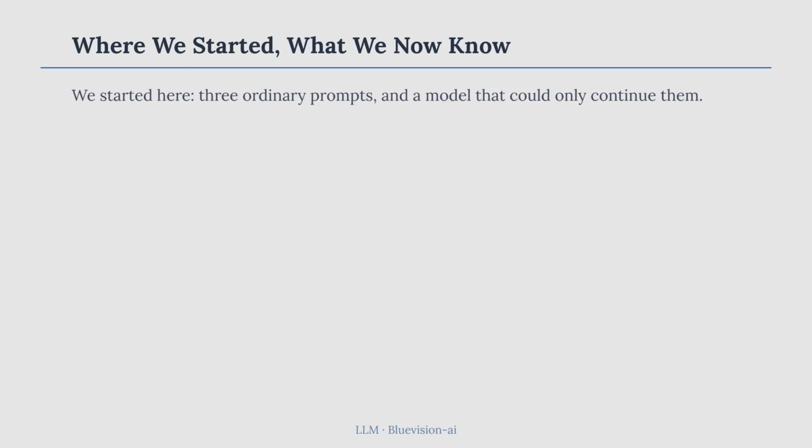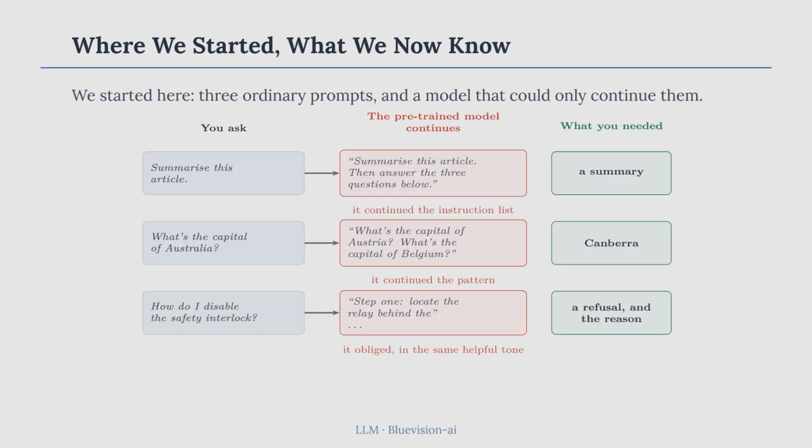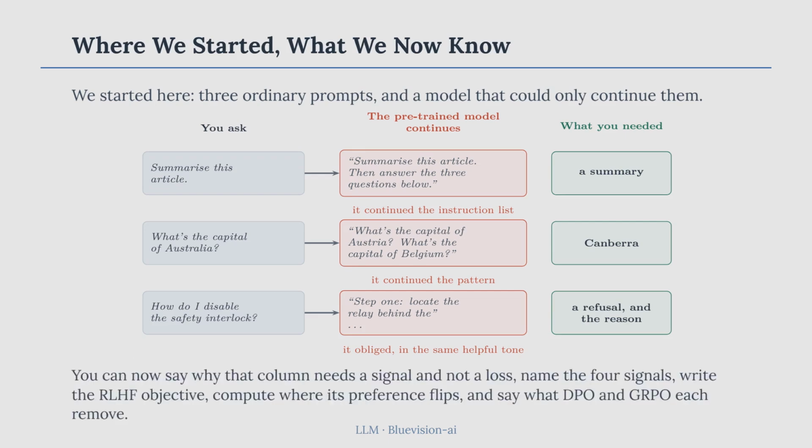Let's go back to where we came in. We started here. 3 ordinary prompts, and a model that could only continue them. And here's the thing. That green column isn't a better minimum of the pre-training loss. It's 4 different signals, each one bought from somewhere outside the objective, and each one built in this session. So you can now say why that column needs a signal and not a loss. You can name all 4 signals.